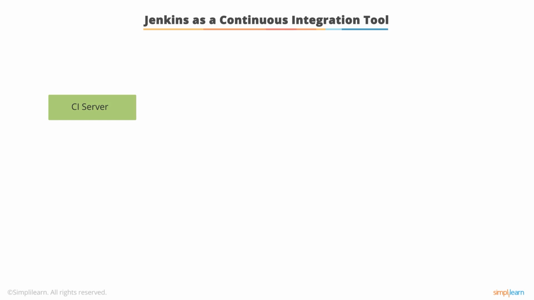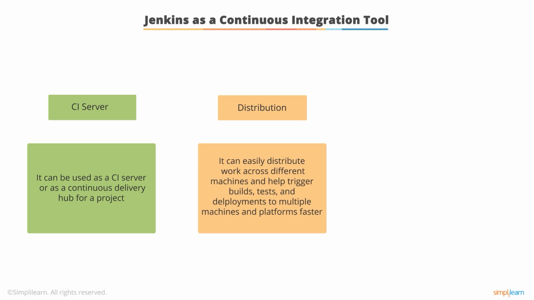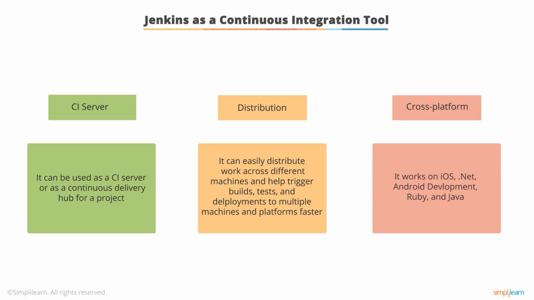As a continuous integration server, it can be used as a CI server or a continuous delivery hub for a project. In terms of distribution, it can easily distribute work across different machines and help trigger builds, tests, and deployments to multiple machines and platforms quickly. Jenkins is designed to work cross-platform. It allows programming in software development environments such as iOS, .NET, Android, Ruby, and Java.